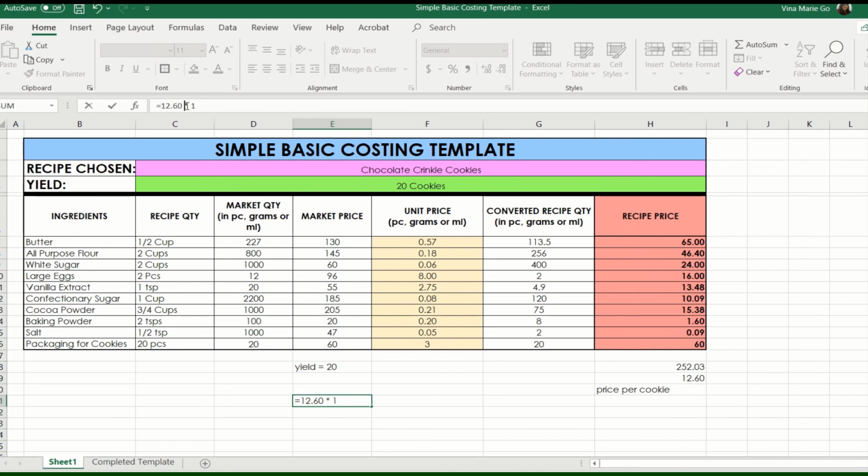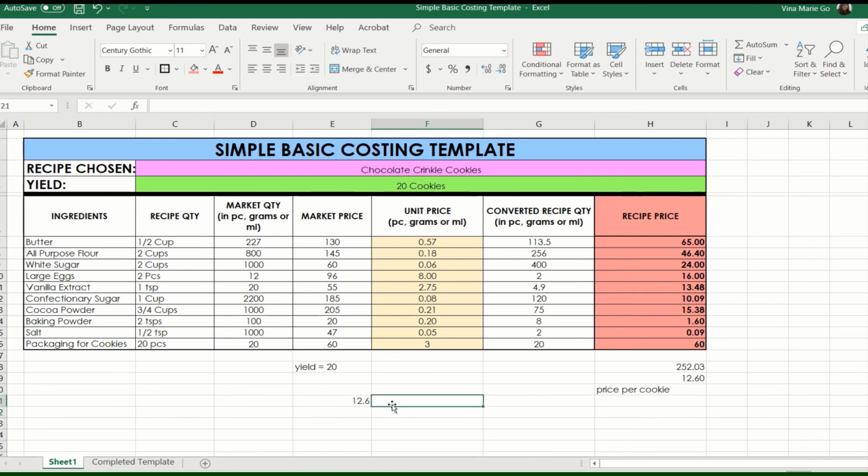As you can see, I just placed an equal sign and removed the spaces. There, it computed 12.6. That is your profit. Just add your profit with the cost per cookie, the 12.6 again. You get 25.2, and that is your final price. This is without the utility cost. So now there we have it.